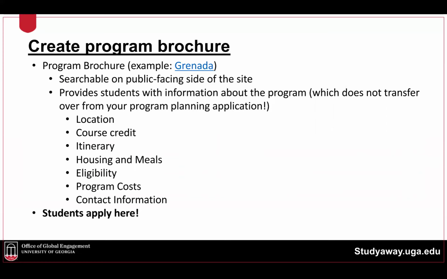So you have to go and fill in all of the information and specify anything that has already been explained in the program planning or in the program proposal. Some of the things that you will want to provide in the brochure include the location of the program, what type of course credit and how much course credit a student would get by participating in the program, and a basic itinerary for your program, so what days you'll be gone, where you'll be going, maybe even some basic information about what you'll be doing those days.